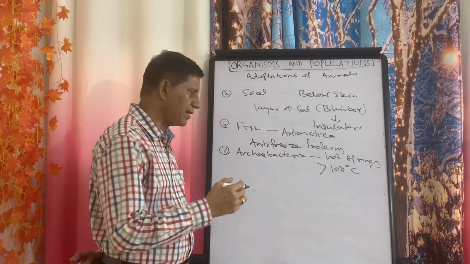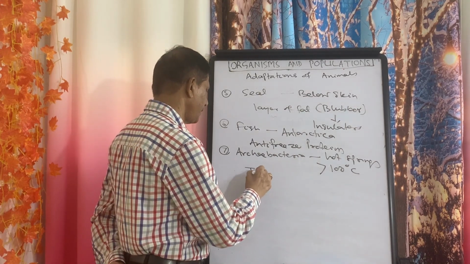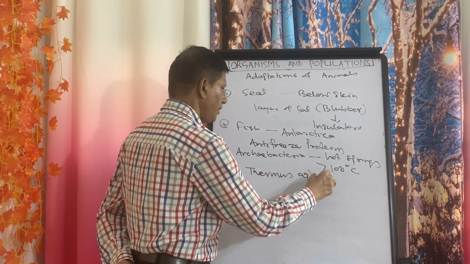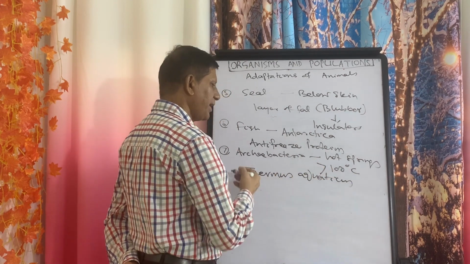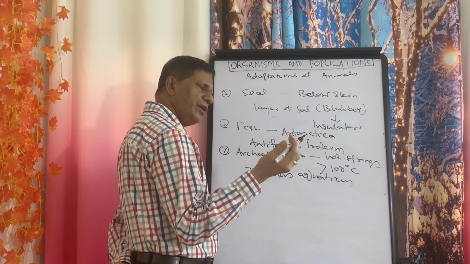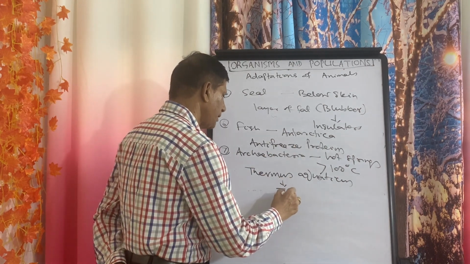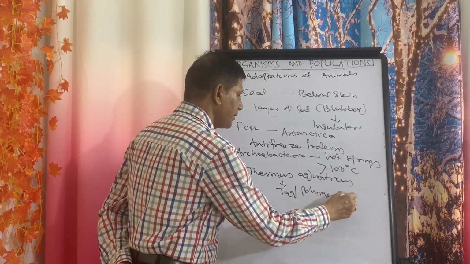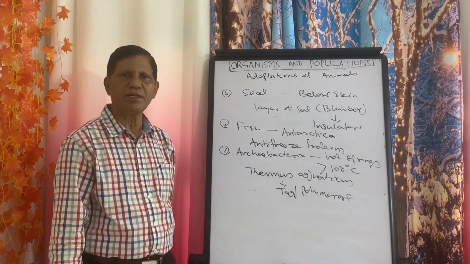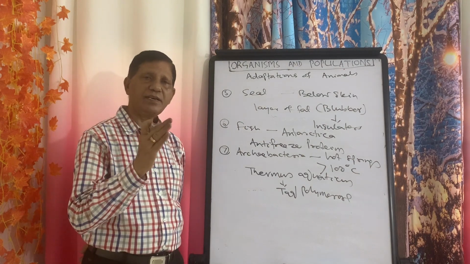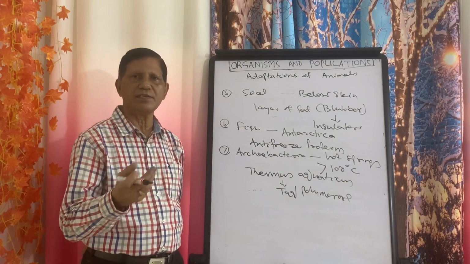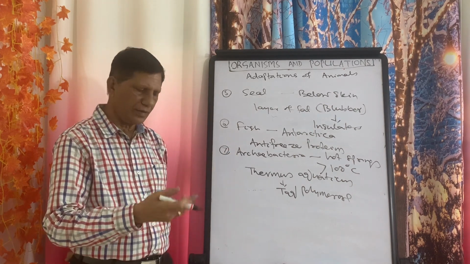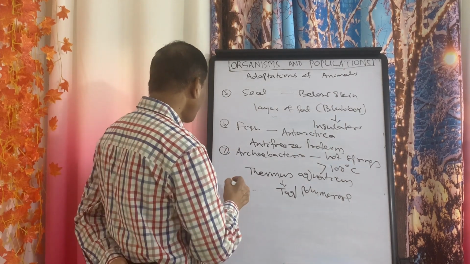And if you take the example of Thermus aquaticus, this is an archaebacteria. And you know the enzyme is Taq polymerase. And this enzyme is used during the polymerase chain reaction, the PCR method. And even at 98 degrees centigrade, it can synthesize DNA. So this is again the adjustment, that is physiological adjustment.